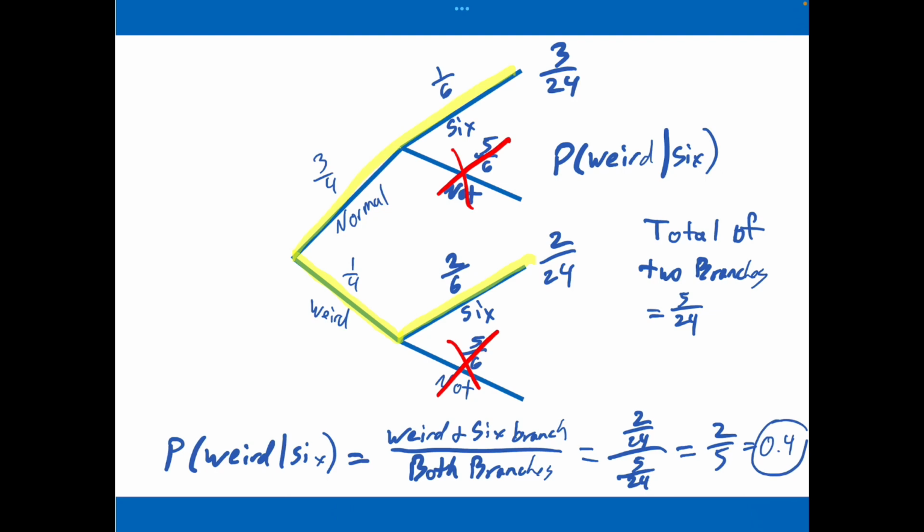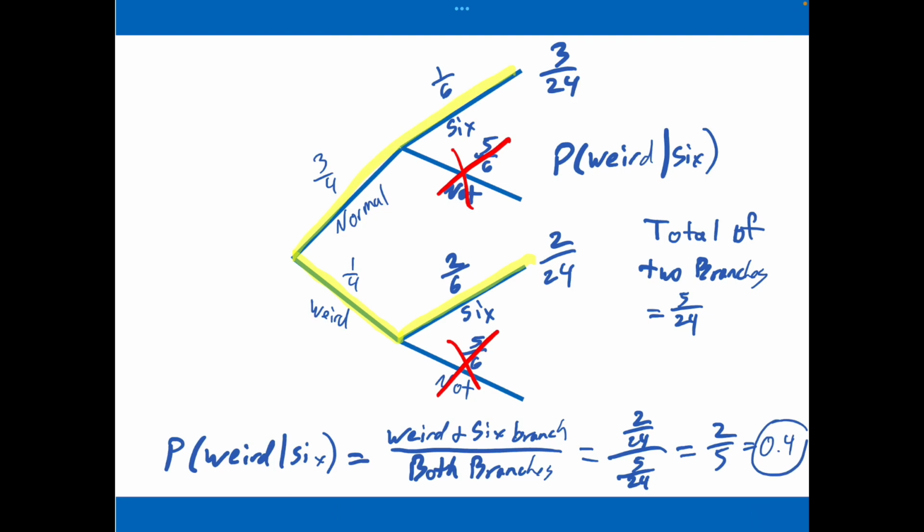Notice how this worked. This means that when we pulled the dice out of the cup, we only had a 1/4 chance that we were holding the weird dice in our hand. But once we roll it, and once we get a 6, now our probability is a 2 out of 5 chance. So the probability of it being the weird dice increased. We're not guaranteed that it was the weird dice that we pulled out of the cup, but the probability that it was the weird dice became larger. It went from about 25% to about 40%.